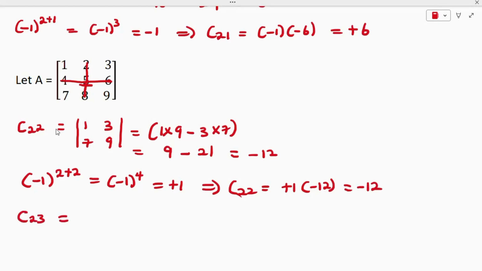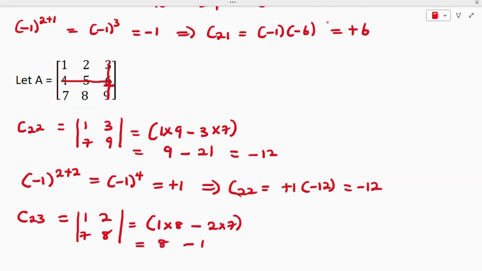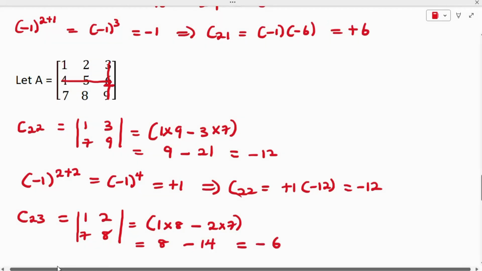So we have this to be equal to, so for C23 we have this to be C23, so this row is going out and this column is going out, so we have this to be 1 2 7 8. So take the determinant, we have the determinant to be 1 times 8 minus 2 times 7, so this is equals to 1 times 8 is 8 minus 2 times 7 is 14, and this is equals to what? Minus what? 6.